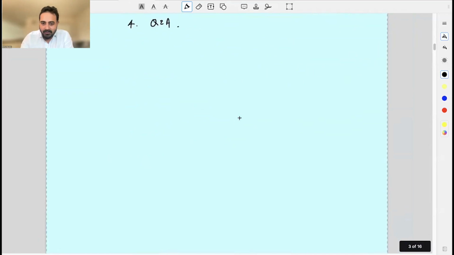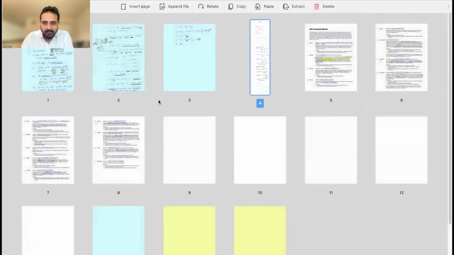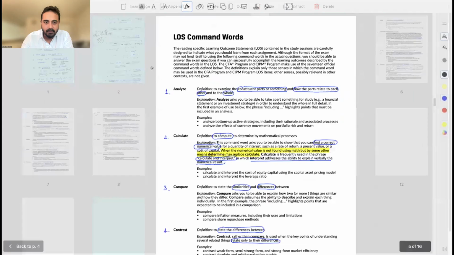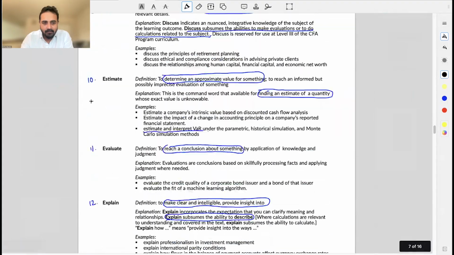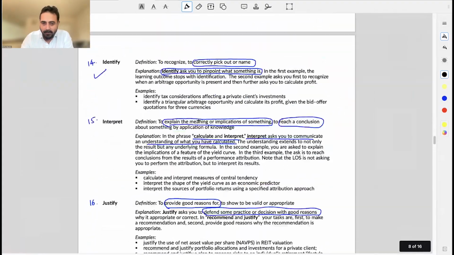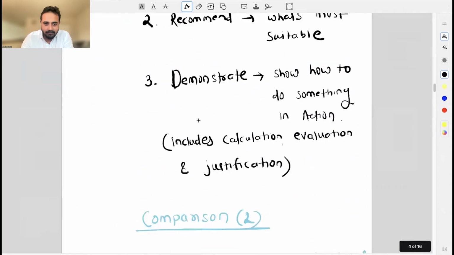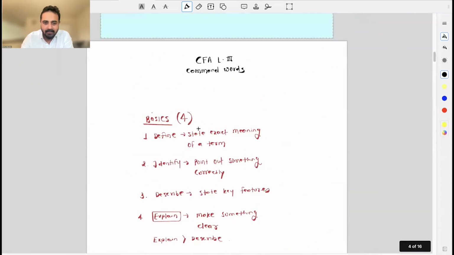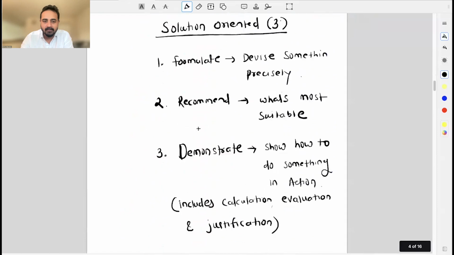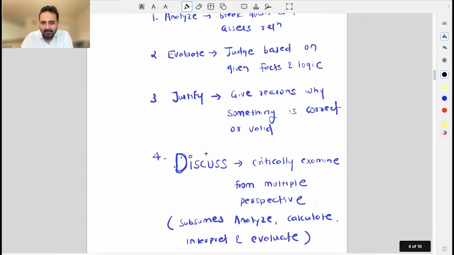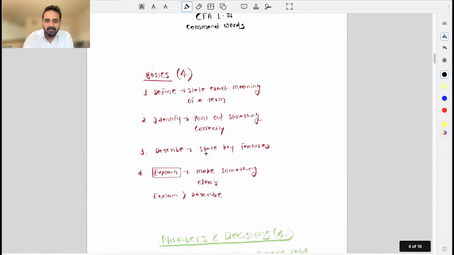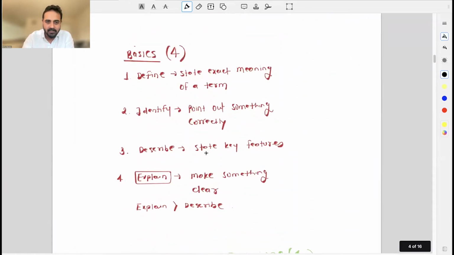So this was a general discussion. Now, what I did today is I spent a lot of time on this particular document of the CFA Institute. They've given a list of about 17 command words. What I've done is I've taken these command words and created 4 or 5 groups of them, and I'll be sharing this document with you. I've summarized it so that you understand what to write and what not to write in each command word.